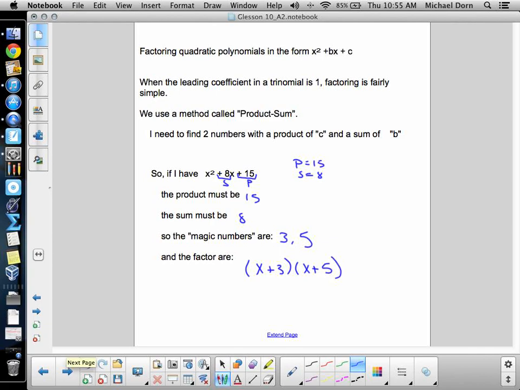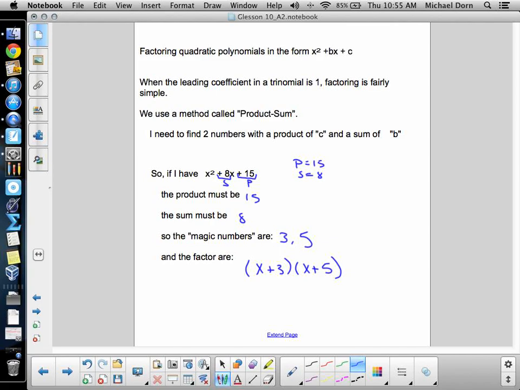And so it works really easy when we have this, because once I find those magic numbers, I also have my factors. I don't have to do anything else. As soon as we put a number in front of x squared, this doesn't work the same way. We still have to find magic numbers, but then there's a whole bunch of stuff we have to do after.